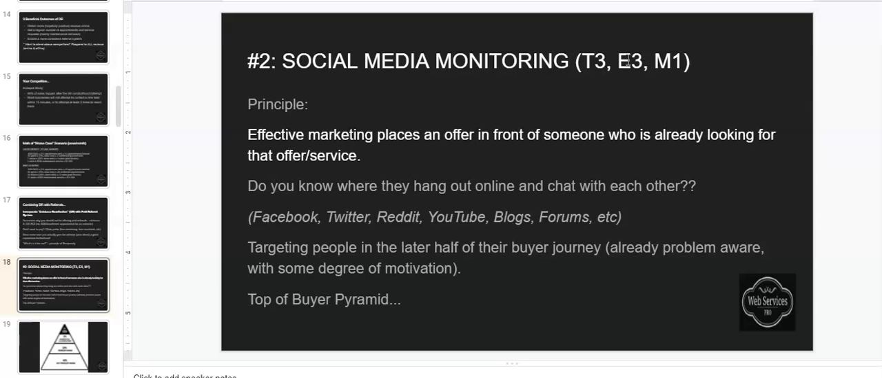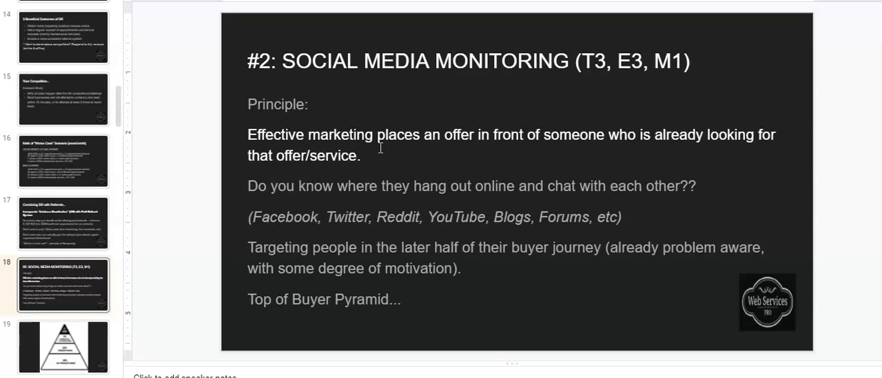The principle behind this is, as I wrote over here, effective marketing places an offer in front of someone who's already looking for that offer or service, right? So that's the key here. Going back to what we said in the introduction, do you know where your ideal clients or ideal prospects hang out online and chat with each other? Whether that's Facebook, Twitter, Reddit, YouTube, different blogs, different forums. So you're basically targeting people in that later half of their buyer journey.